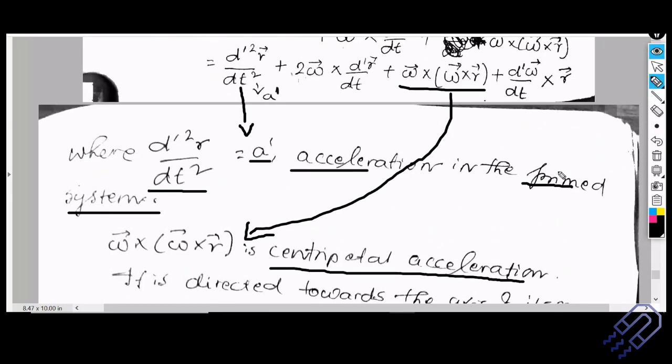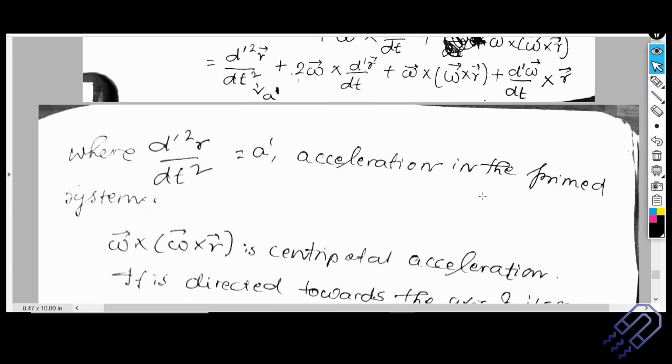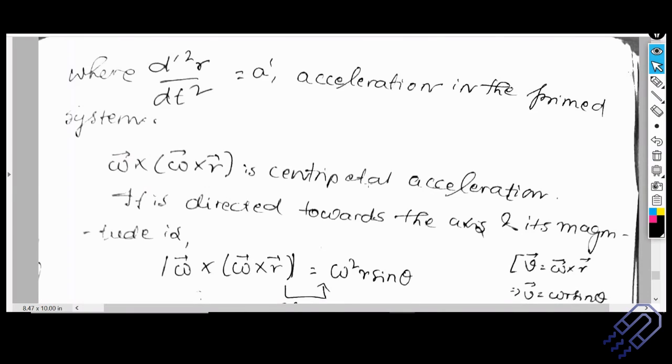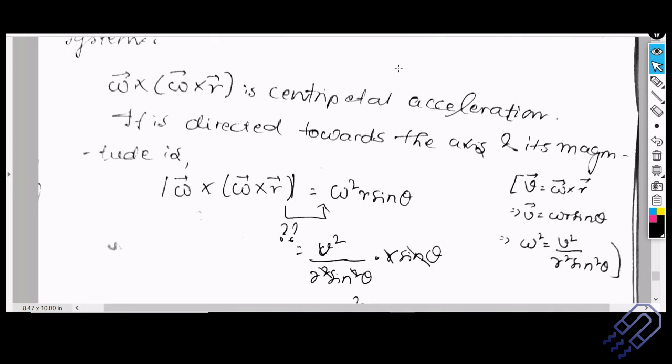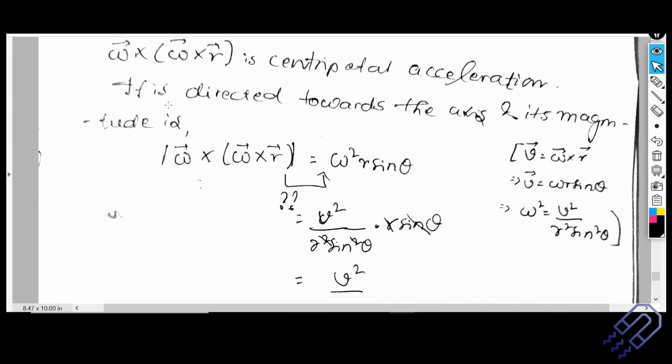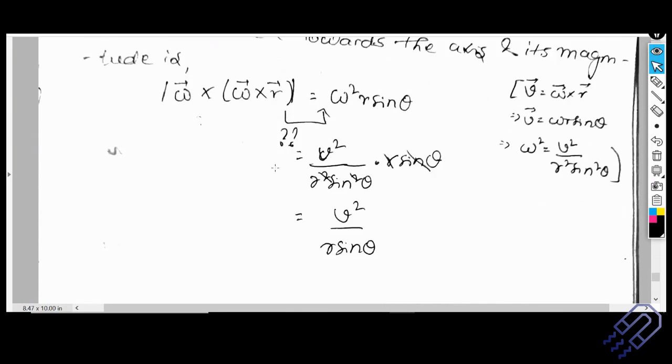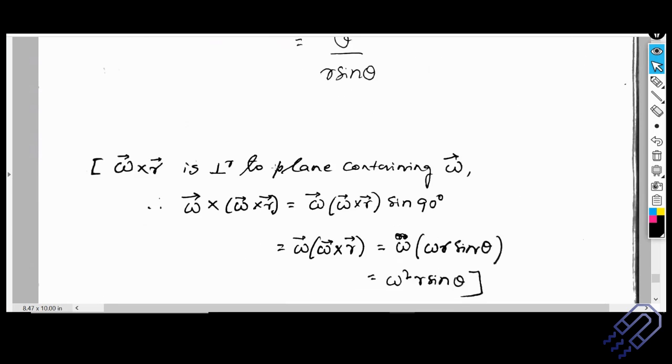What are the 2 other terms left? One is 2 omega cross d dash r by dt, and the other is d dash omega by dt cross r. We're just going to look into these 2 terms now. This is very important. One of them is called the Coriolis acceleration. But before we shift to this, let me simplify this omega cross r. Let me go to the bottom first and then I'll come to the top.